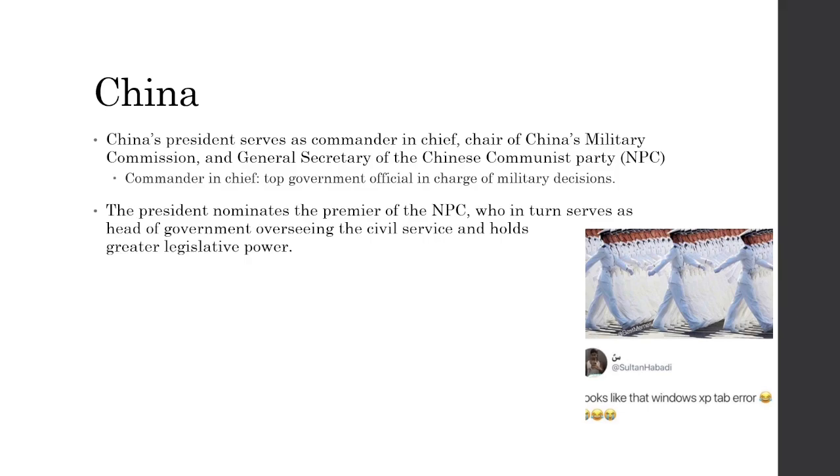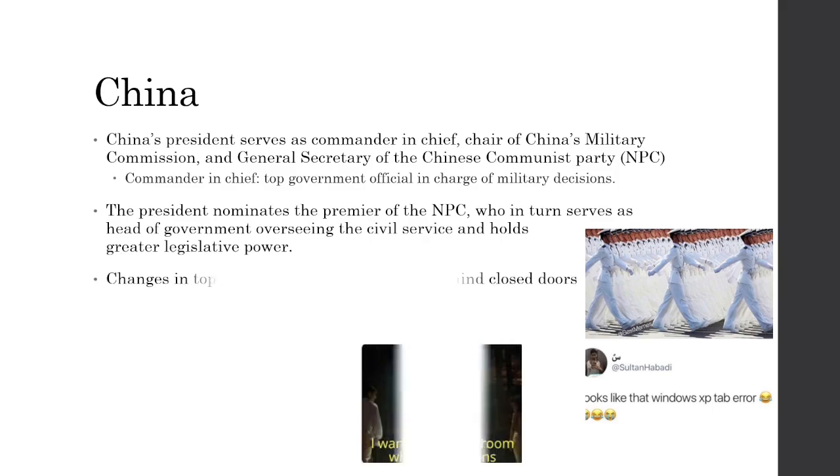So if the premier is the head of government, who's the head of state? The president. So that head of government is going to be more involved, more involved in the day-to-day processes, as we can see here with their greater legislative power.